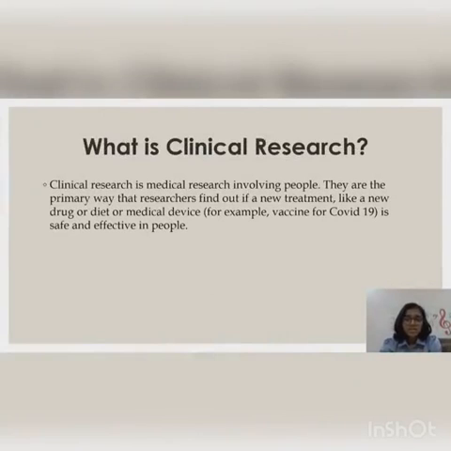What is clinical research? Clinical research is medical research involving people. Clinical trials are research studies performed in people that are aimed at evaluating a medical, surgical, or behavioral intervention. They are the primary way that researchers find out if a new treatment, like a new drug, diet, or medical device, for example a vaccine for COVID-19, is safe and effective in people. Often, a clinical trial is used to learn if a new treatment is more effective or has less harmful side effects than the standard treatment.